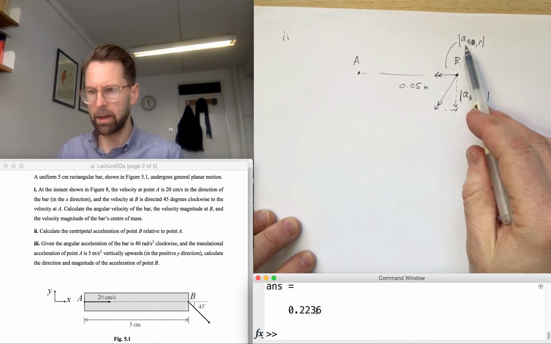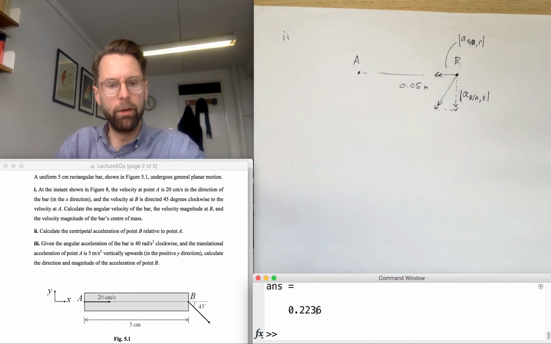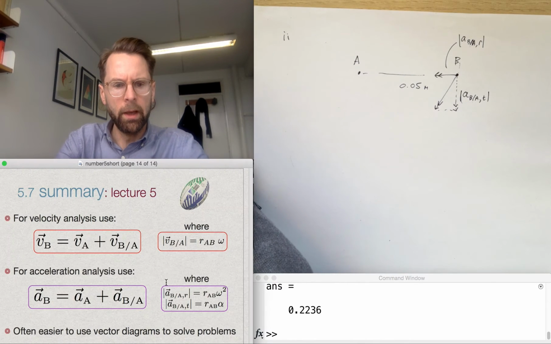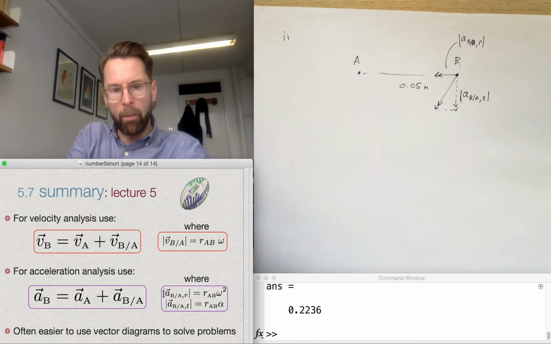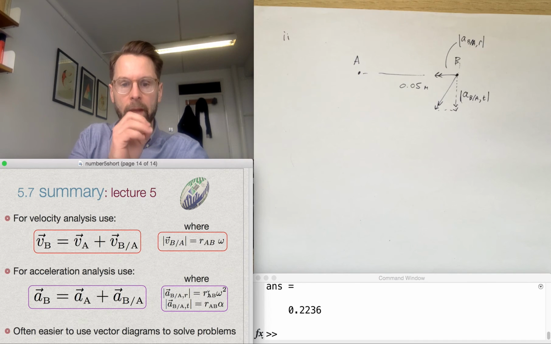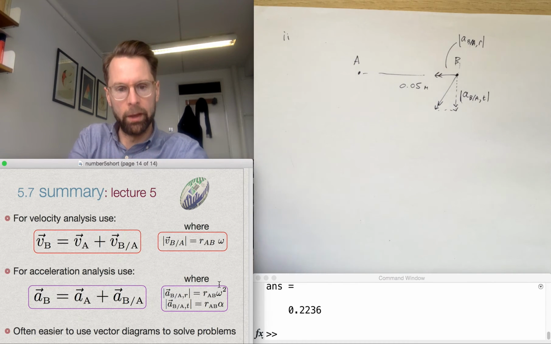So that's B relative to A in the radial direction. If you go to the notes, it tells us what the magnitudes of the radial component and the tangential component are in the two cases. So for this question, where it explicitly asks us for the centripetal component of the acceleration of B relative to A, we want the top expression.